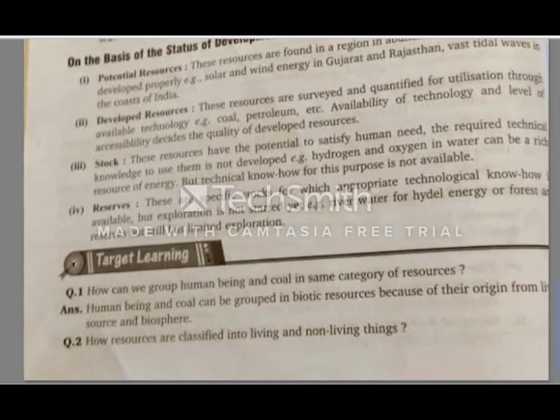Exploration means research or search. We have the technology, we know how to use them, but we have not started to use them more and more. We have the river water for hydel energy, but we have not started to use it more and more. Another point is that we have limited exploration, limited search for using them. Scientists have to research on it and start working on it.